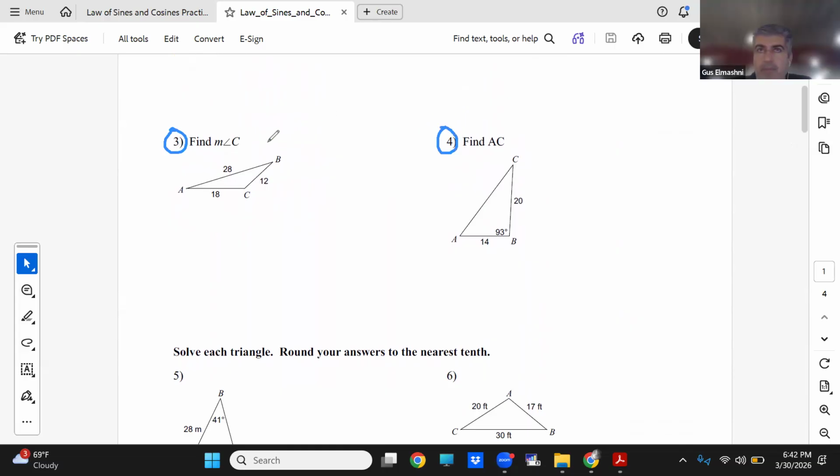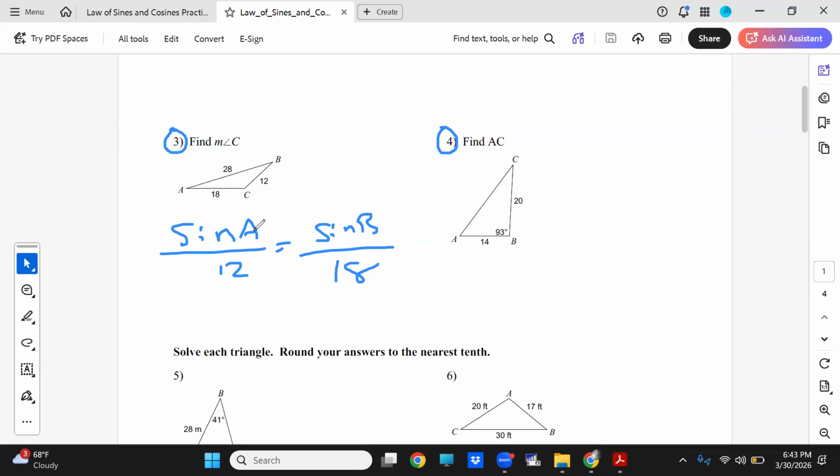So here's the deal. Notice I don't have any angles here, right? I just have three sides. So it's kind of like if I could try doing the law of sines, but you have a problem because you don't know angle A or angle B, right? That's a problem.